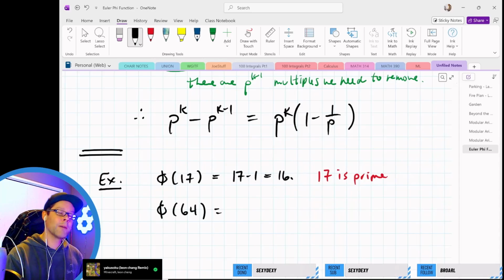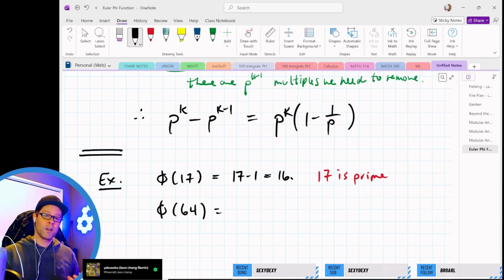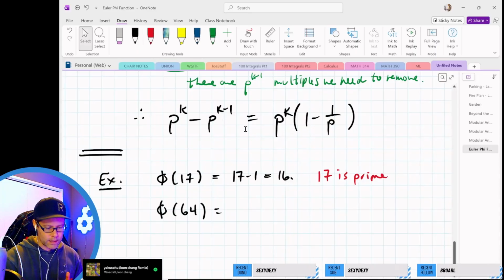So we have an easy way to think about phi of a prime number. It's going to be all of the numbers less than that number. They're all going to be co-prime with 17. So there are 16 numbers that are co-prime with 17.